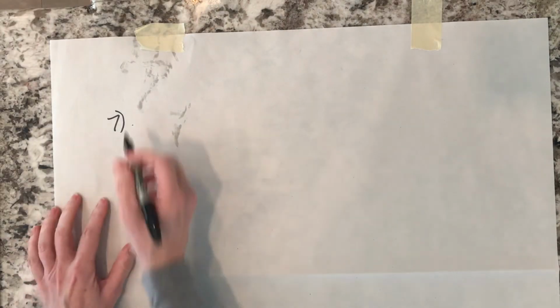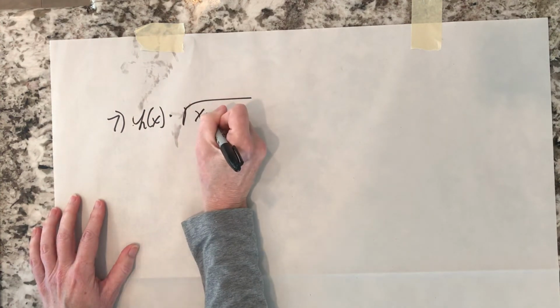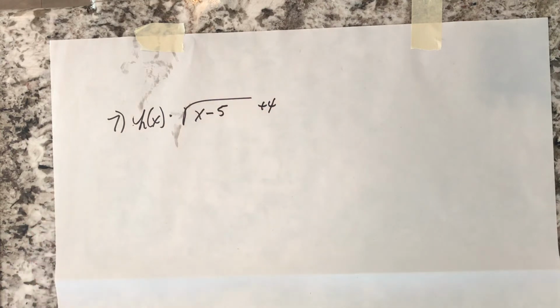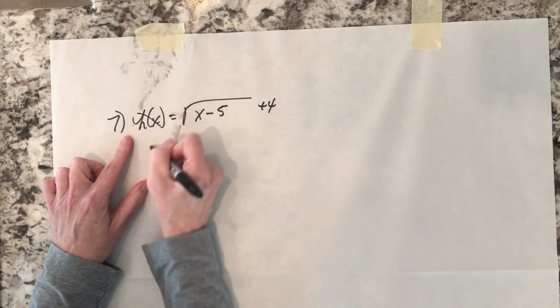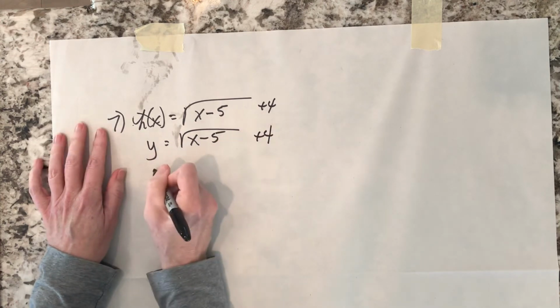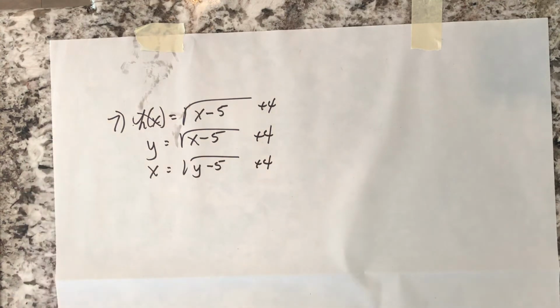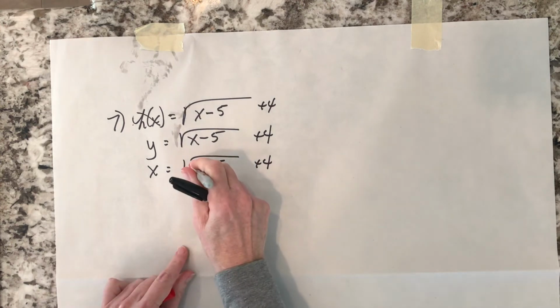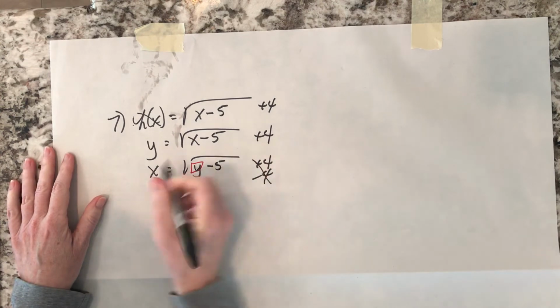Now number 7. We have h of x equals the square root of x minus 5, plus 4. So we're doing the same thing. Get rid of this guy, put a y. Then we want to swap out the x with the y. And then we want to solve for y. That's our job for the next few steps, to isolate y. So move the 4 over, minus 4 on both sides.